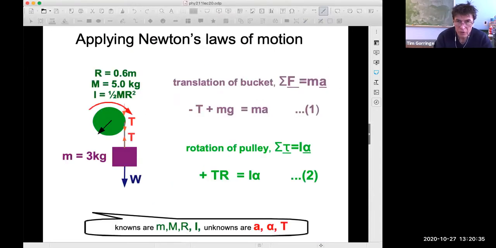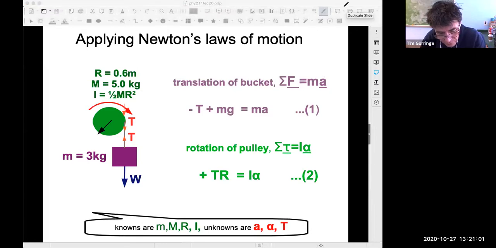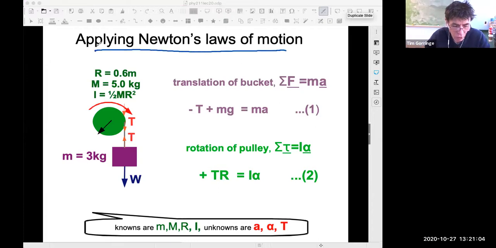Okay, so my first step in solving this problem is I'm going to think about the bucket, its translational motion, and I'm going to apply Newton's laws of motion to that bucket. And then I'm going to separately think about the pulley, its rotational motion, and I'm going to apply Newton's laws of rotation to the pulley. So let's do that. Applying Newton's laws of motion. This slide is all simply applying Newton's laws of motion.